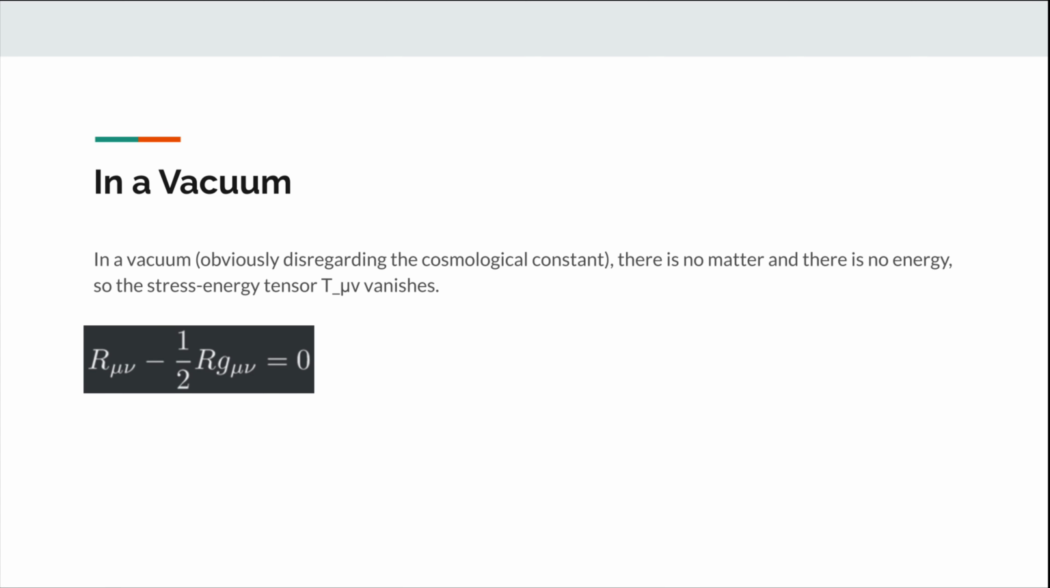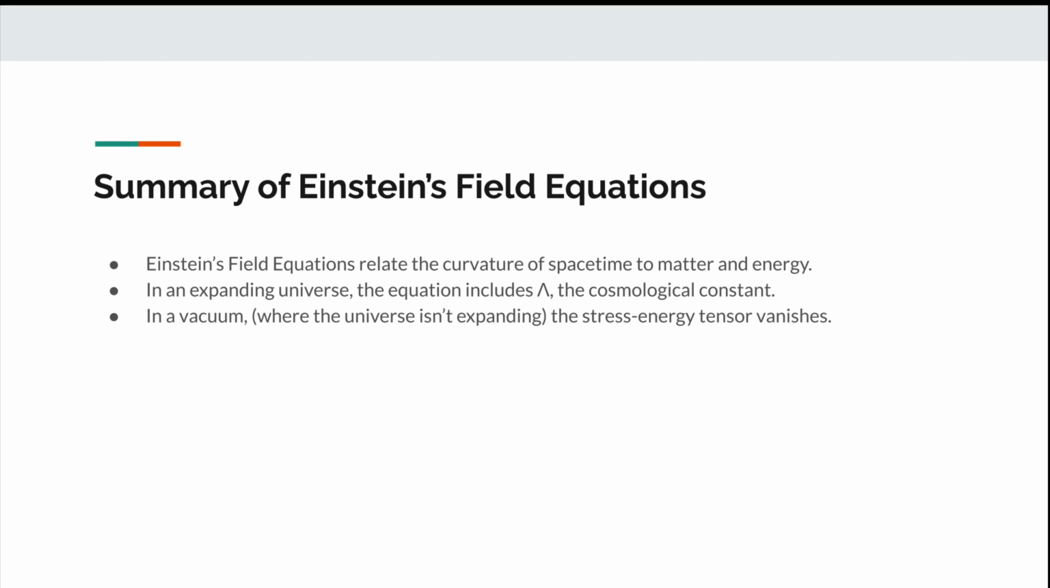Another variation of the Einstein equation is in a vacuum. Of course, where the universe isn't expanding. In a vacuum, there is no matter and there is no energy. So the stress energy tensor T mu nu vanishes, or goes to 0, and so we get this equation. So yeah, that is pretty much it for the Einstein field equations. They relate the curvature of space-time to matter and energy, and then we saw a couple different examples of variations of the equation, where in an expanding universe it includes lambda, the cosmological constant, or in a vacuum where the stress energy tensor vanishes.